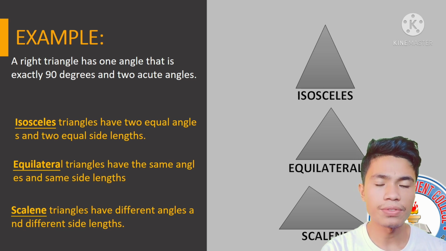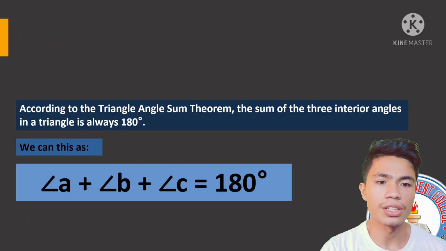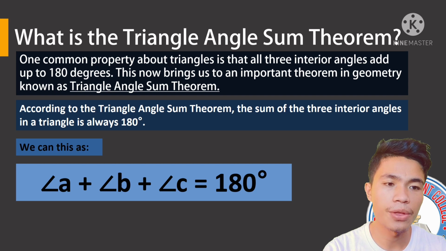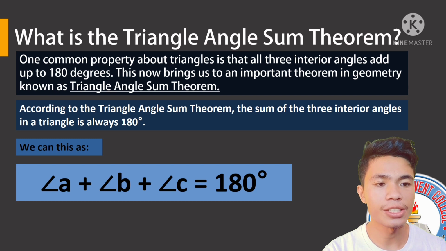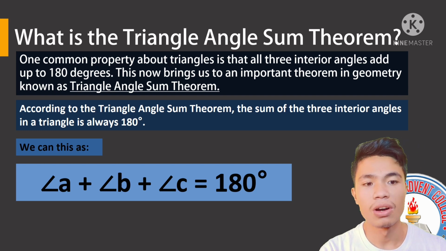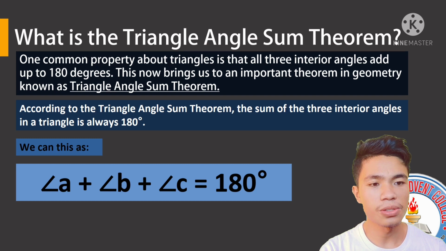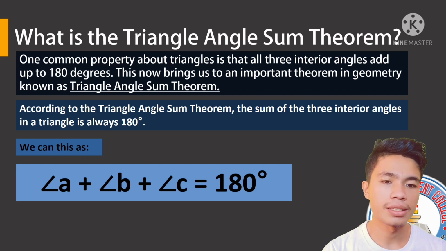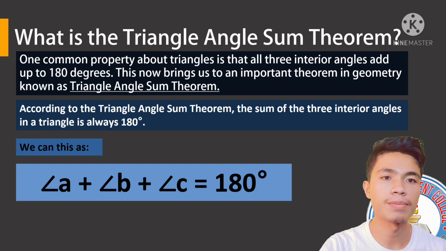Our focus is the triangle sum theorem. So what is the triangle sum theorem? One common property of triangles is that all 3 interior angles add up to 180 degrees. This is the law of the triangle sum theorem. All 3 interior angles add up to 180 degrees, not 181 and not 179. This brings us to an important theorem in geometry known as the triangle sum theorem.